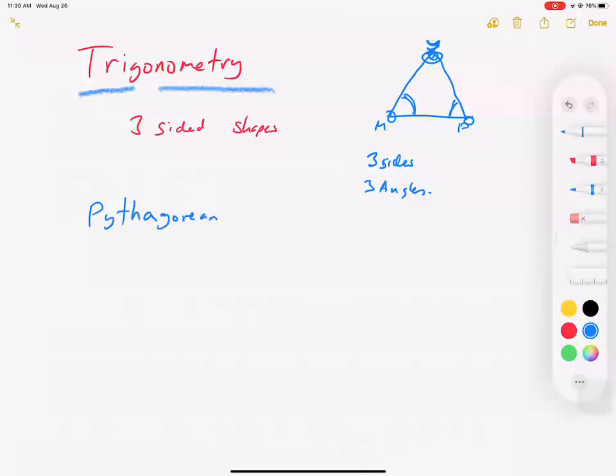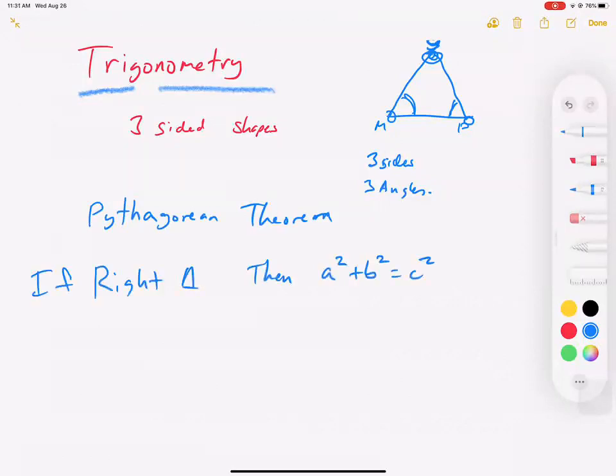Pythagorean Theorem. And the Pythagorean Theorem states that for any right triangle, so if this triangle is a right triangle, and we draw a little square shape, if right triangle, then this statement must be true. A squared plus B squared equals C squared, where A and B are considered the legs, a leg and a leg, and the C is the hypotenuse.